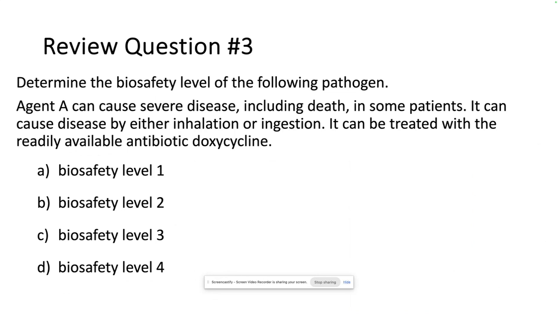Determine the biosafety level of the following pathogen. Agent A can cause severe disease, including death, in some patients. It can cause disease by either inhalation or ingestion. It can be treated with the readily available antibiotic doxycycline. Is this going to require a biosafety level 1, biosafety level 2, biosafety level 3, or a biosafety level 4? Pause the video and take a second and try to figure out what the answer to this question is.